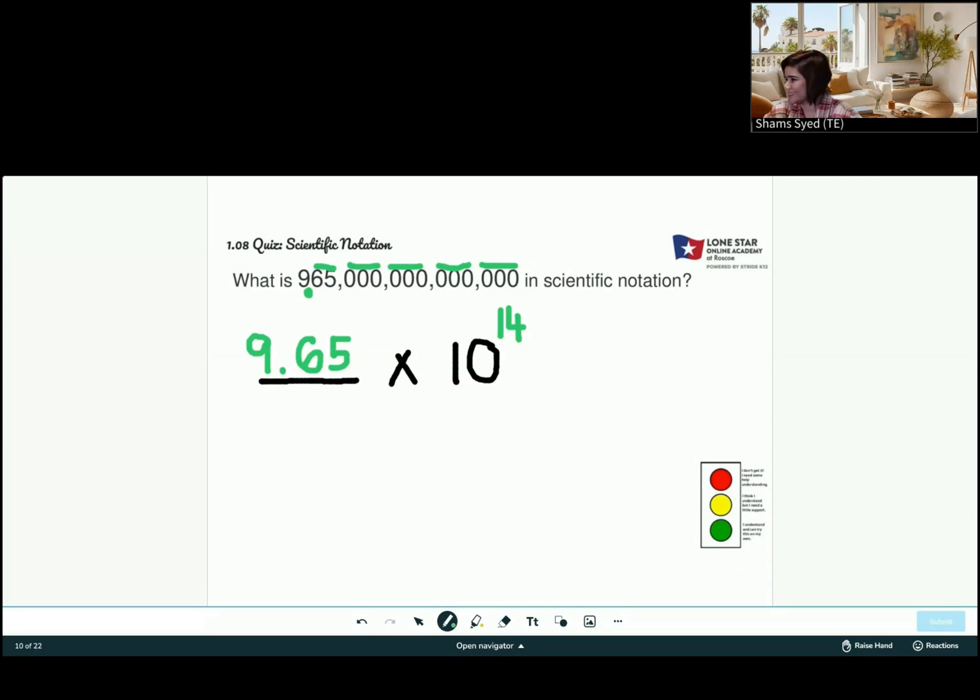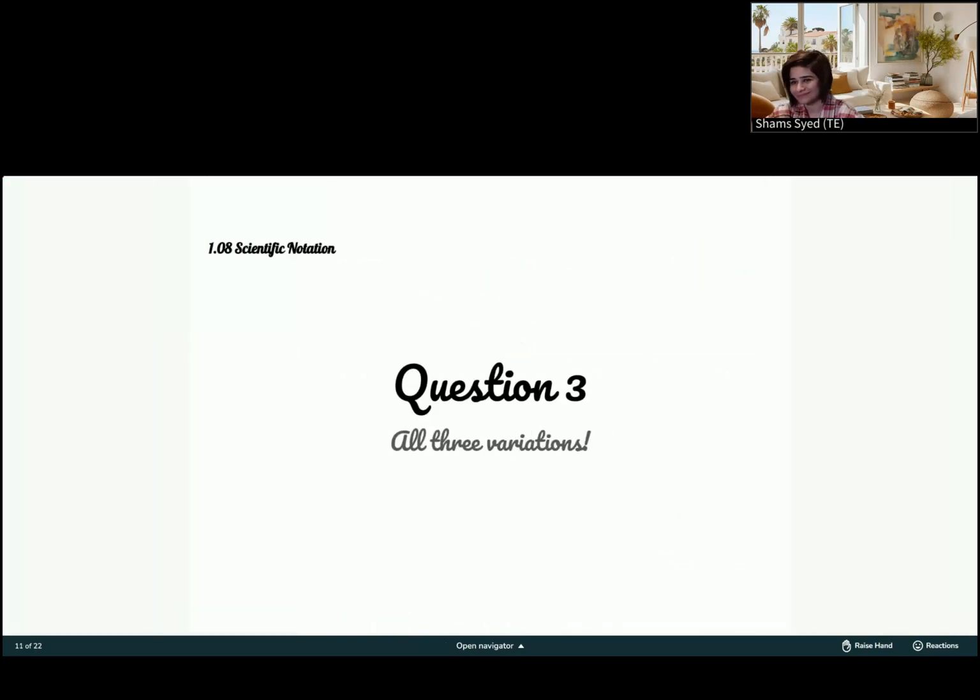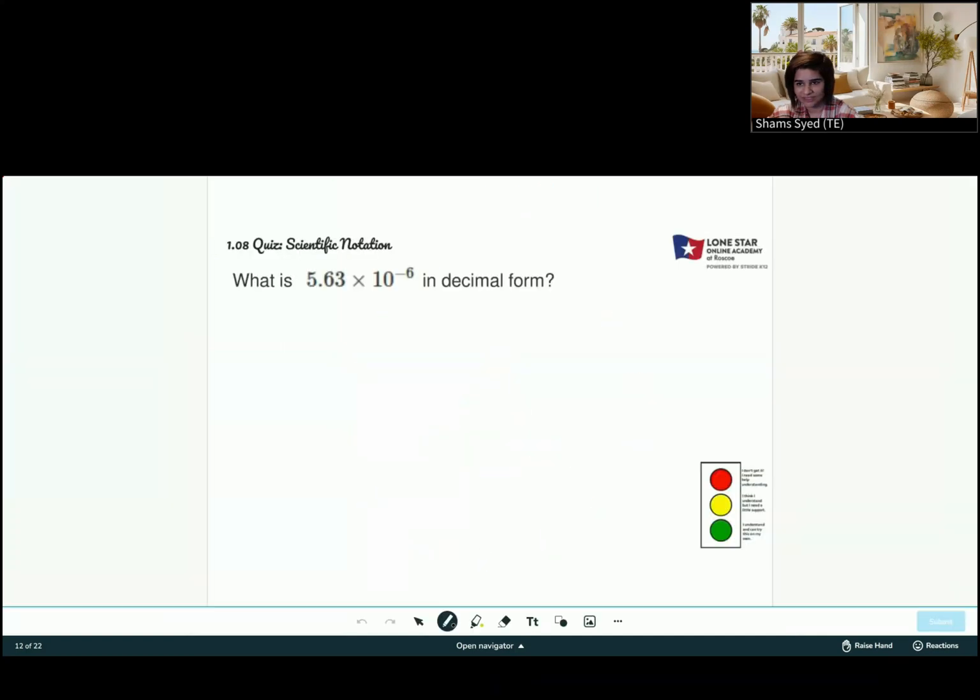Question 3. Are you guys ready? Again, this time we are looking at decimal form. We are looking at the regular number.